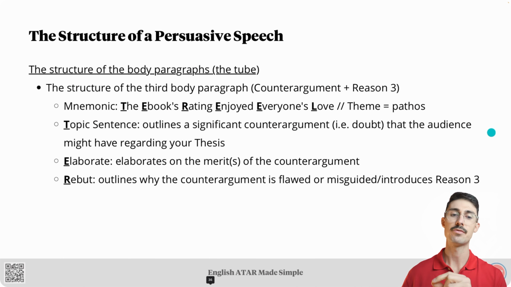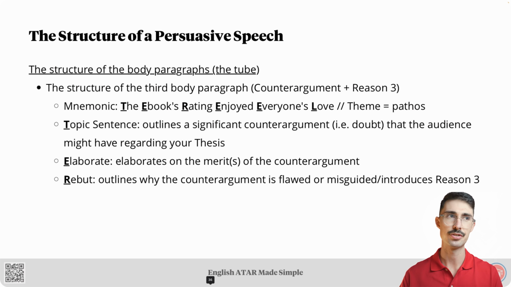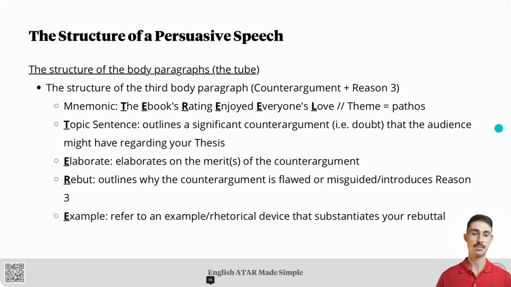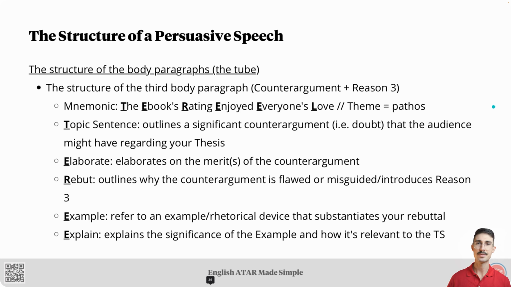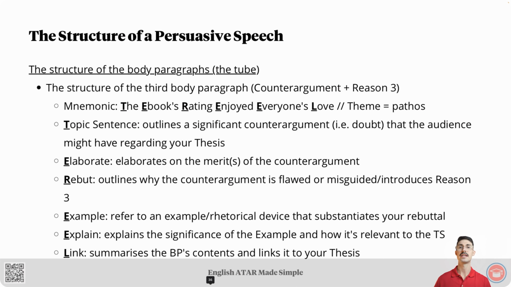From there, we've got the rebut, and this outlines why that counter-argument is flawed or misguided, and it also introduces your reason 3. From the rebut, we've got the example. Here, refer to an example or rhetorical device that substantiates your rebuttal. Then we've got the explain. This one explains the significance of the example and how it is relevant to the topic sentence. Finally, we've got the link. The link summarizes the body paragraph's content and links it to your thesis.